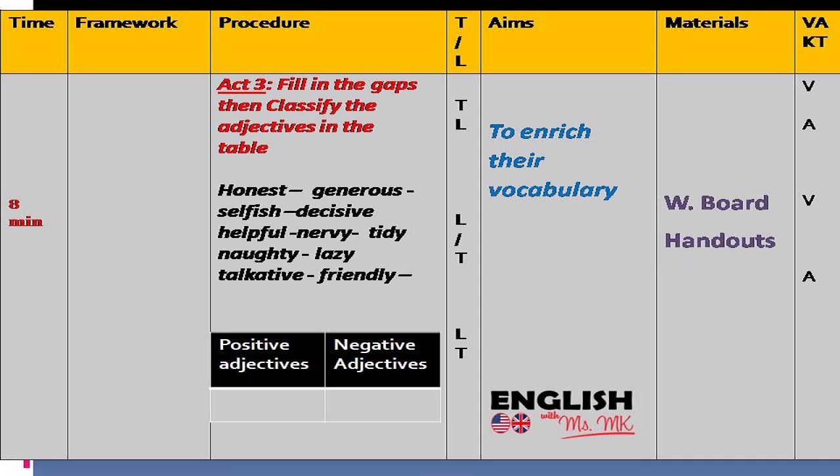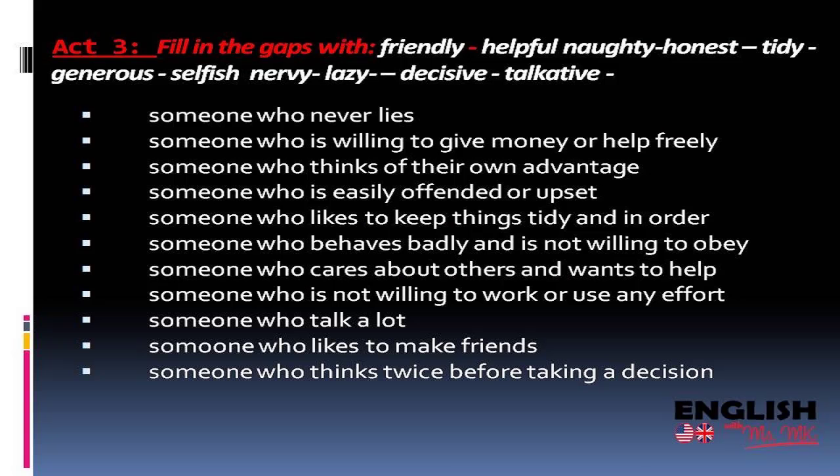For the third activity, here I wanted to enrich their vocabulary. It's somehow communicative, but not at 100%. So, I ask them to fill in the gaps with the adjectives. Here, this activity is going to serve me for the next activity. If they're going to write about themselves, they are going to use adjectives of personality in order to use them in a communicative task based on creativity. So, fill in the gaps, then classify the adjectives in the table.